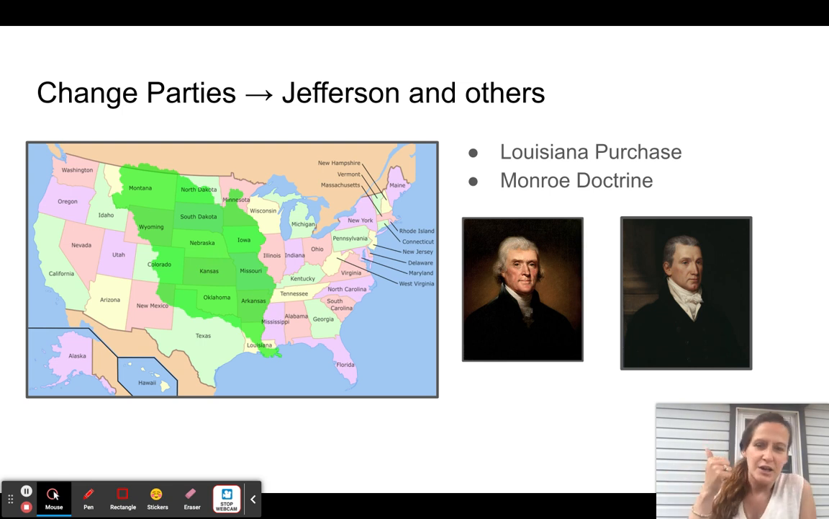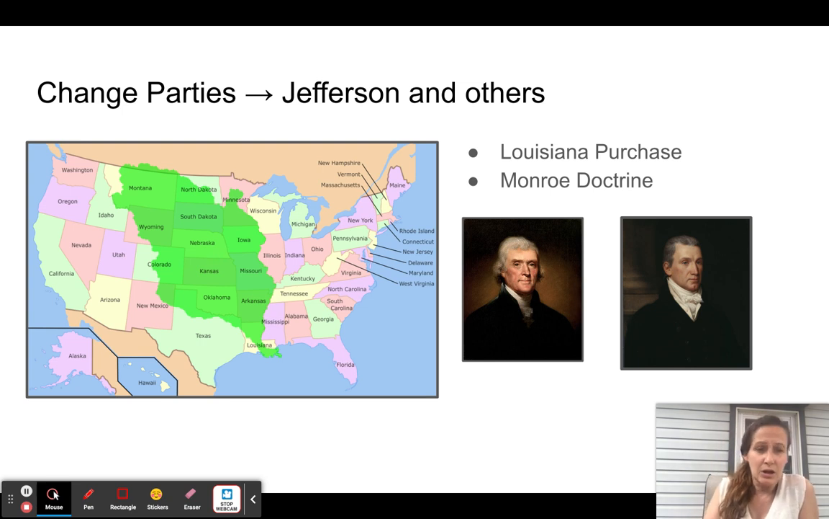But with Jefferson, know about the Louisiana Purchase, how it really did expand executive power, how it expanded the United States to about twice the size of the area in green. This map isn't great because it doesn't really show you what the U.S. was at the time. It shows you what it is now, but all that green was acquired through the Louisiana Purchase.